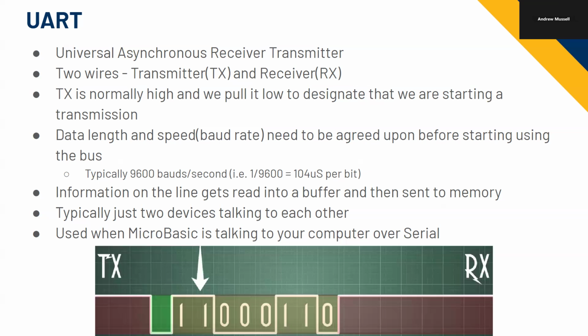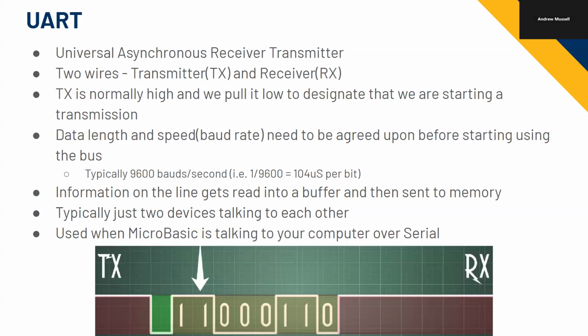How long does it have to wait to signal that it's starting the frame? Just one bit width. The line will be high when it's not being used, and then when I want to transmit, I pull it low for one bit, so one baud. Then I can start transmitting. For a 9600 baud rate, that's 104 microseconds per bit, so I would pull it low for 104 microseconds.